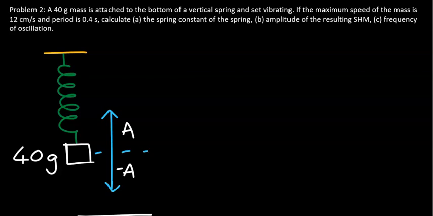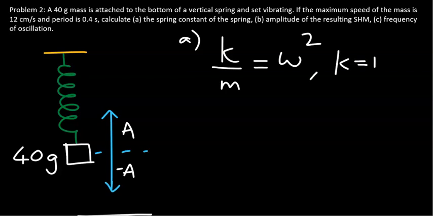Problem 2. A 40-gram mass is attached to the bottom of a vertical spring and set vibrating, as shown in this figure. If the maximum speed of the mass is 12 cm per second and the period is 0.4 seconds, calculate the spring constant of the spring, the amplitude of the resulting simple harmonic motion, and the frequency of the oscillation. Now, the spring constant can be determined from the following equation. k over m equals angular frequency squared. So that means your spring constant is the mass times the square of the angular frequency.